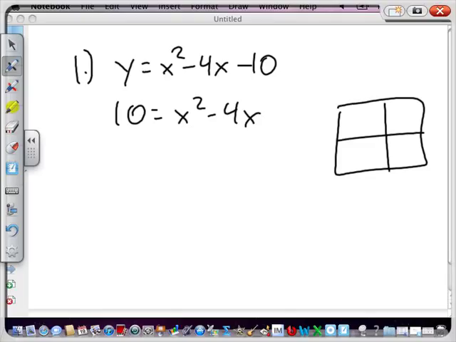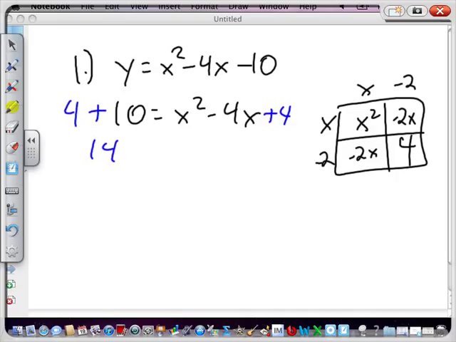What can I put in this box? Yes. So I can put x squared, which I know means x times x. And what do I come up with for the other boxes? Half of negative 4, which gives me negative 2x and negative 2x. So then I have negative 2 and negative 2. And negative 2 times negative 2 is positive 4. So then I do what with that information? Add 4 to both sides of my equation.